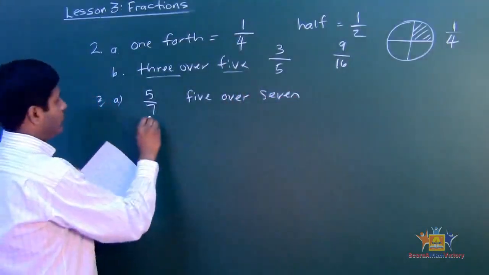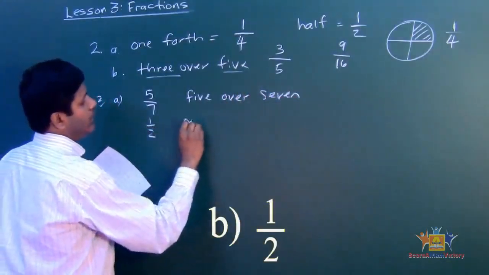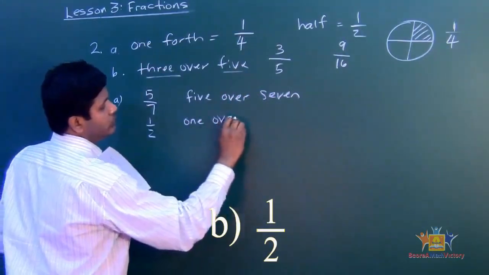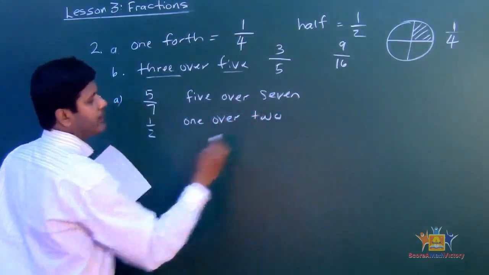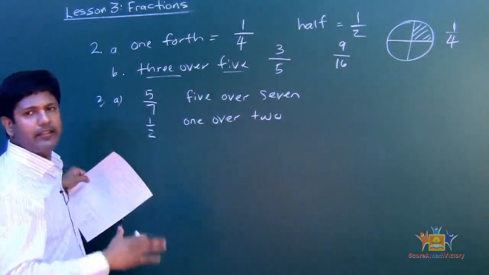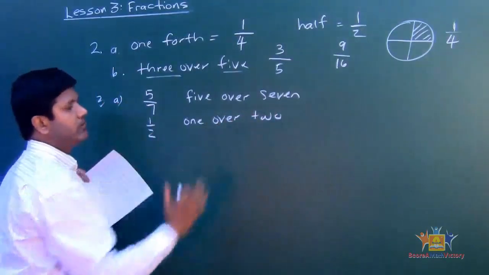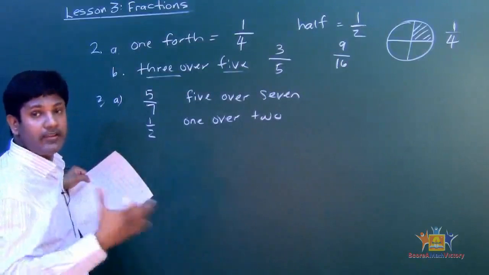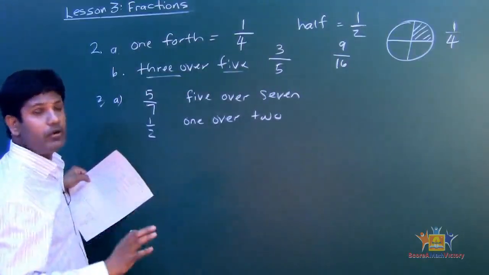And then the next one is 1 over 2. 1 over 2, okay? So don't try to be fancy, just write 1 over 2. Don't try to say one-half or anything like that. Just remember 1 over 2. Just remember that. Okay, we don't want to be fancy when you're writing in the form of words, okay?